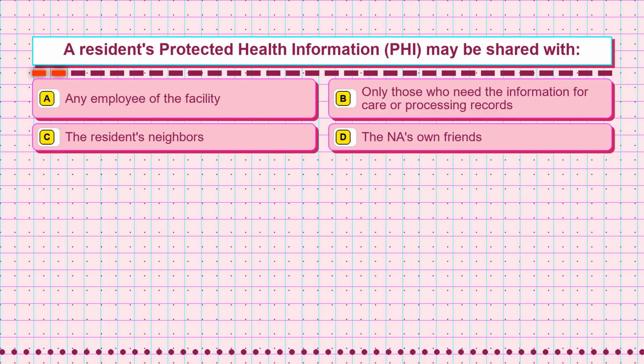Question 14. A resident's protected health information, PHI, may be shared with: Option A, any employee of the facility. Option B, only those who need the information for care or processing records. Option C, the resident's neighbors. Option D, the NA's own friends.